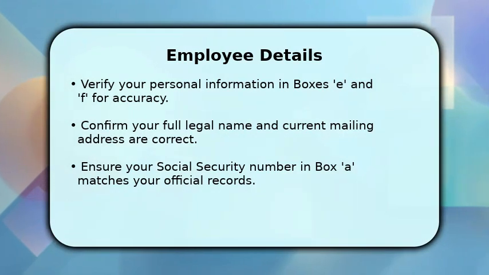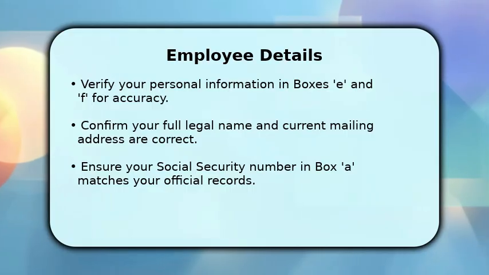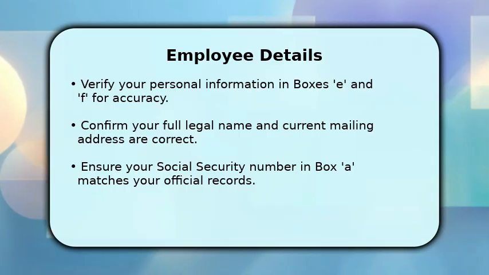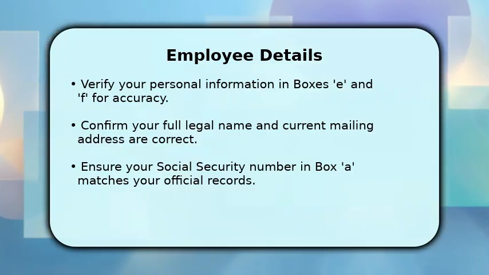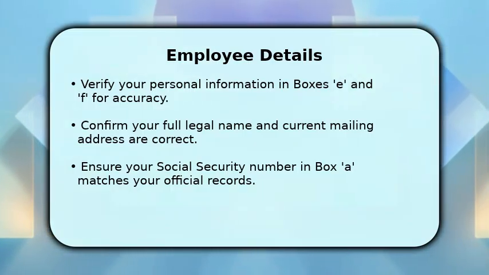Next, let's focus on your personal details. Boxes E and F contain your name and address, while box A shows your social security number. It is absolutely vital that all this information is 100% accurate. Any discrepancies here could cause delays or issues with your tax return. Take a moment to carefully review these sections against your personal identification documents to ensure everything aligns perfectly.